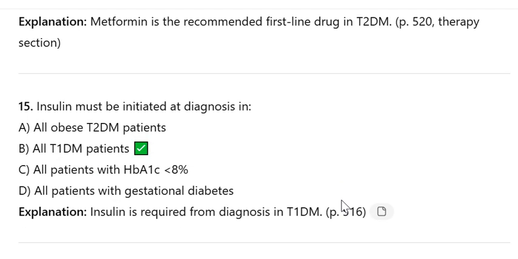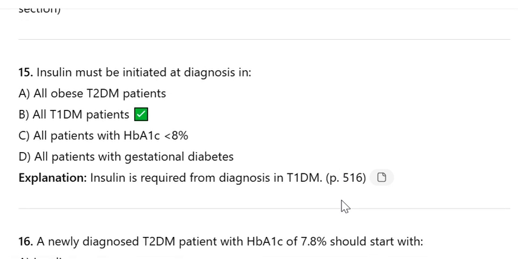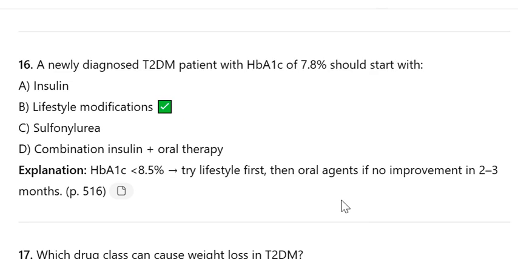P520, therapy section. 15. Insulin must be initiated at diagnosis in A, all obese T2DM patients, B, all T1DM patients, C, all patients with elevated HbA1c percent, D, all patients with gestational diabetes. Explanation. Insulin is required from diagnosis in T1DM. P516. 16. A newly diagnosed T2DM patient with HbA1c of 7.8% should start with A, insulin, B, lifestyle modifications, C, sulfonylurea, D, combination insulin plus oral therapy. Explanation. Lifestyle first, then oral agents if no improvement in 2 to 3 months.